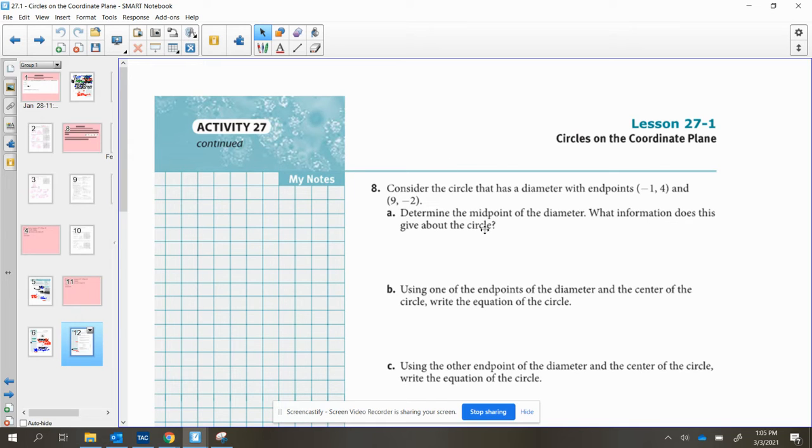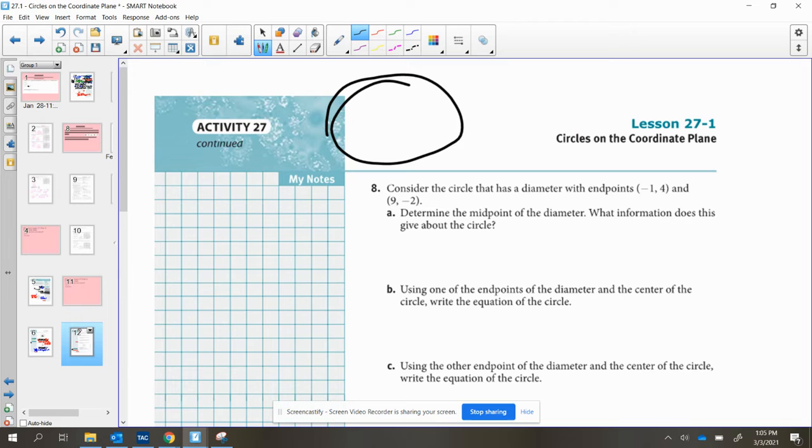in talking about what happens if they give us the endpoints of the diameter versus the center of the circle and a point on it. So think about a circle and what it means to have a diameter. It's not a great drawn circle, but it's a circle nonetheless. When we have the endpoints of the diameter like we do here, we have 2 points on the circle, right? The endpoints of the diameter are actually just 2 points on the circle.